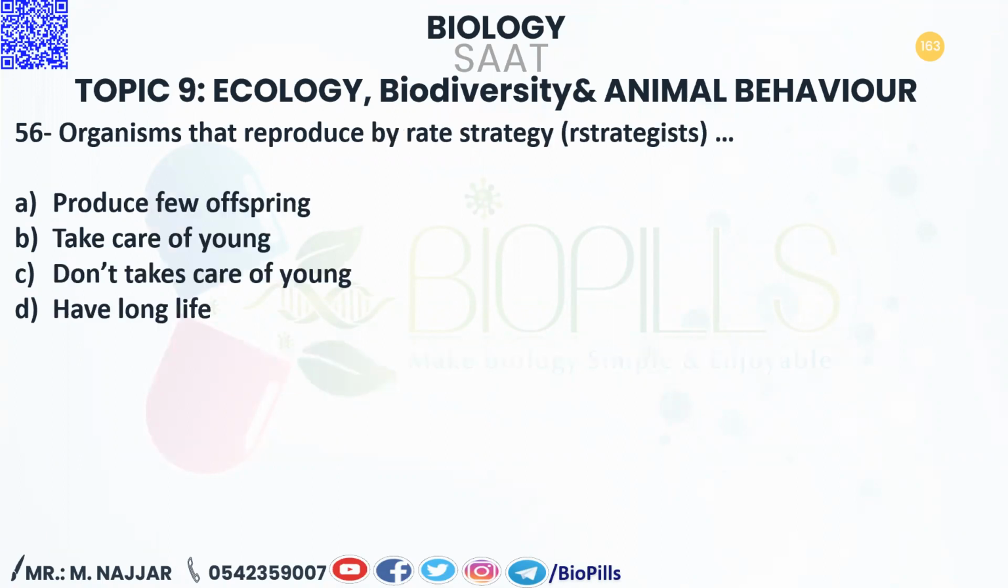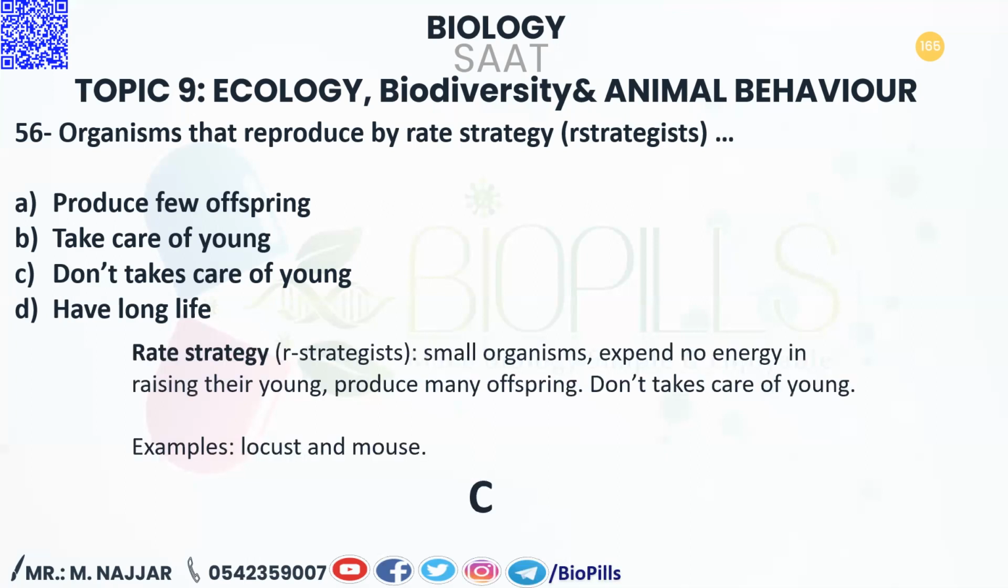Question number 56. Organisms that reproduce by r-strategy: A, produce few offspring. B, take care of young. C, do not take care of young. D, have long life. We just mentioned this in the previous illustration. It is C, which do not take care of their young, and the same explanation applies.